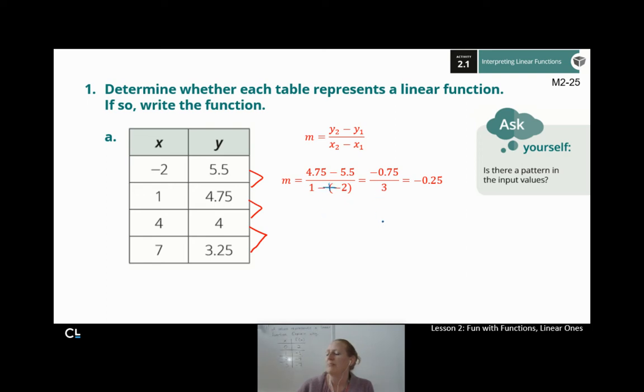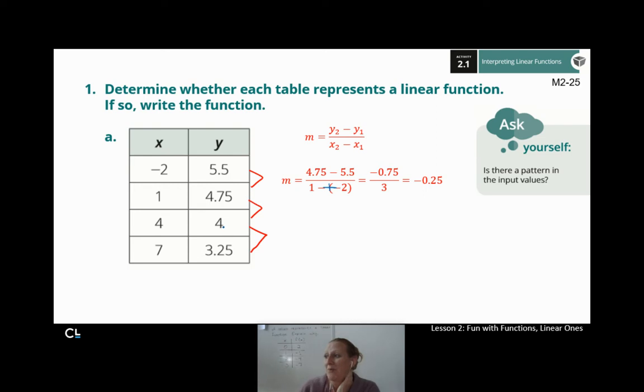1 plus 2 is 3. And then again, I use my calculator to simplify. -0.75 divided by 3 is -0.25. Now, in order to be a function, I need to keep getting this answer over and over again. Let's do the next set.